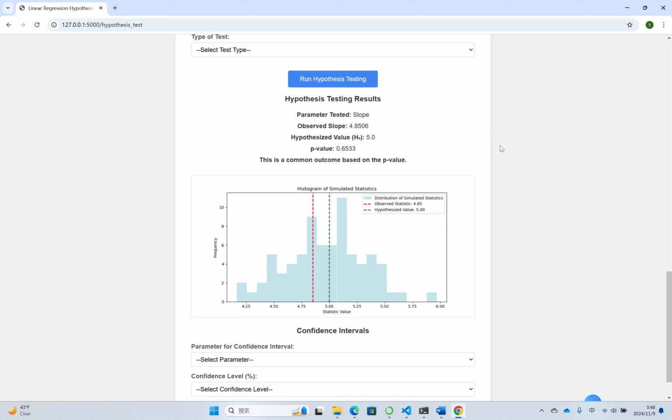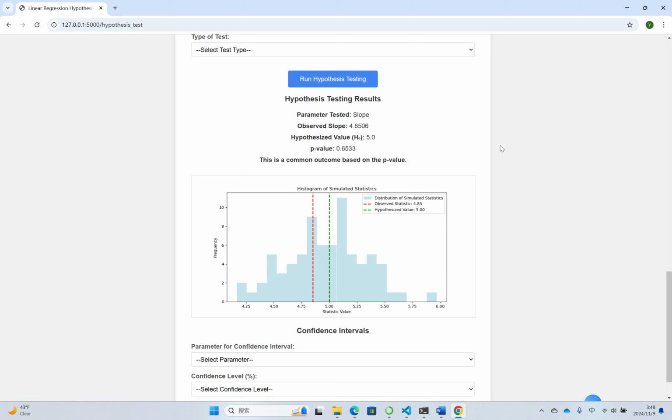In this experiment, the p-value represents the probability of the observed test statistic or something more extreme, assuming the null hypothesis is true. For example, by choosing greater than, the p-value represents the proportion of simulated values that are greater than or equal to the observed value. Here is the count at 4.85 in this plot, and dividing by the total number of simulations.